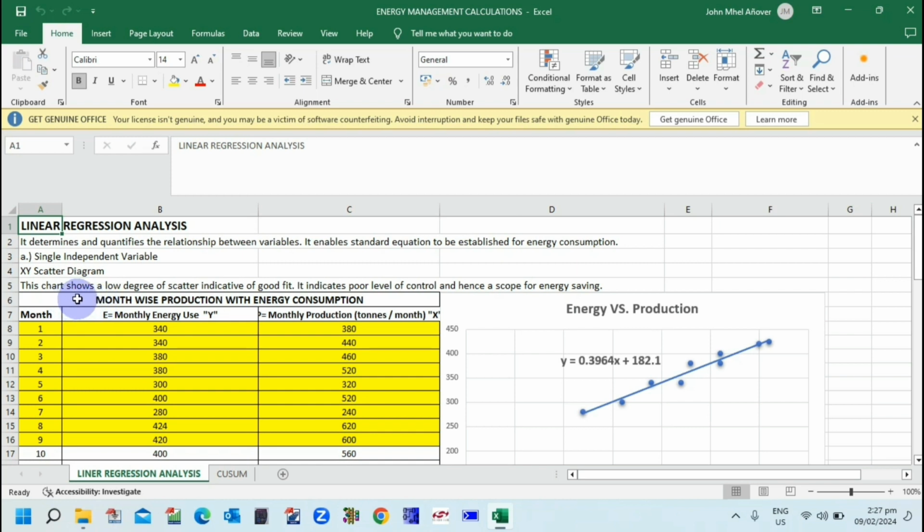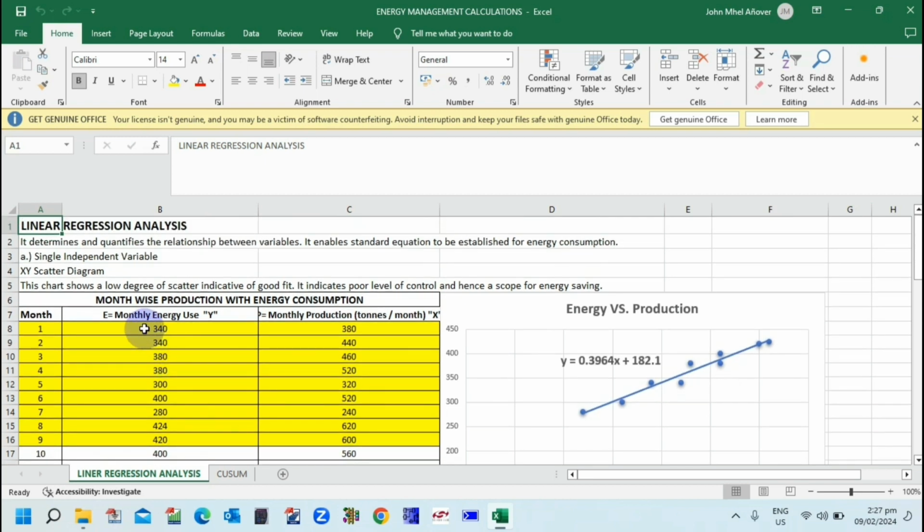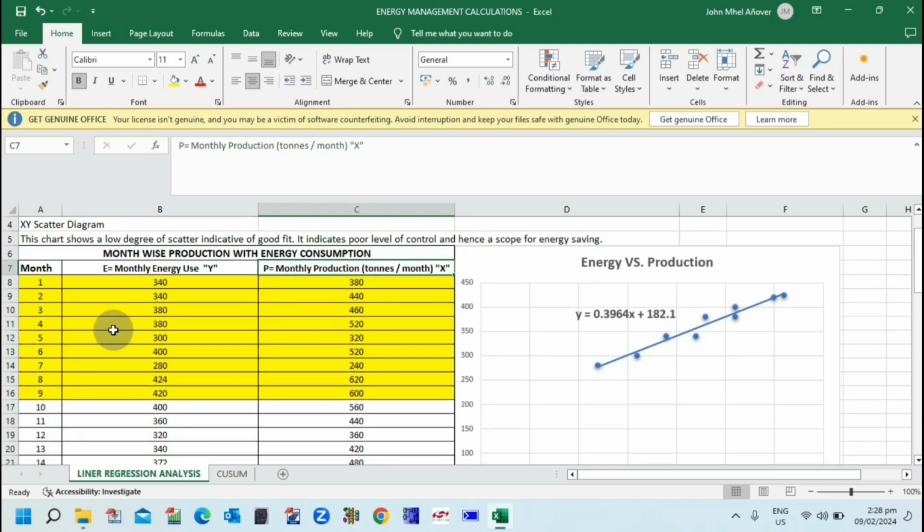Then, this chart shows a low degree of scatter, indicative of good fit. A high degree of scatter indicates a poor level of control and hence a scope for energy saving. So we have a sample table here with the monthly energy use, which will be considered as the y-axis, and the production in terms of tons per month will be the x-axis. So we have month 1 to month 9.